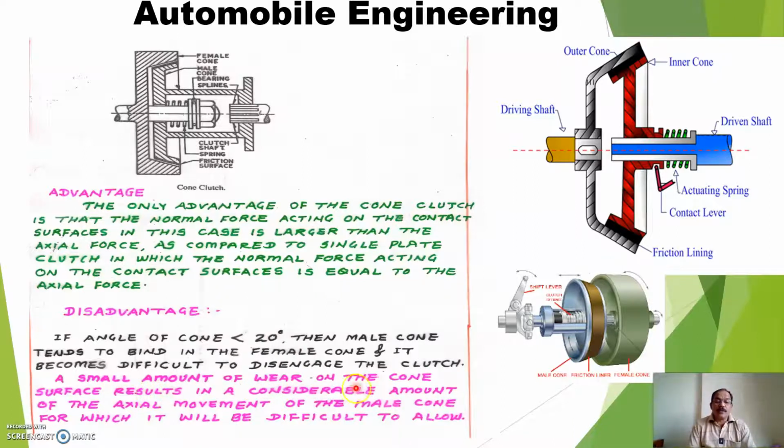A small amount of wear on the cone surface results in a considerable amount of axial movement of the male cone, which makes it difficult to allow. So it is very difficult to disengage this type of clutch when the angle changes, or because of wear the angle changes. So I hope you understand the principle of this clutch. We'll discuss the remaining types of clutches in the next class. Thank you for watching this.